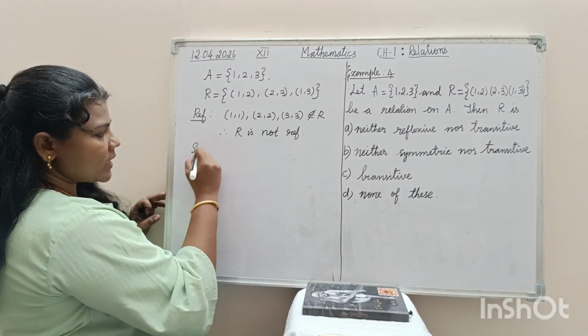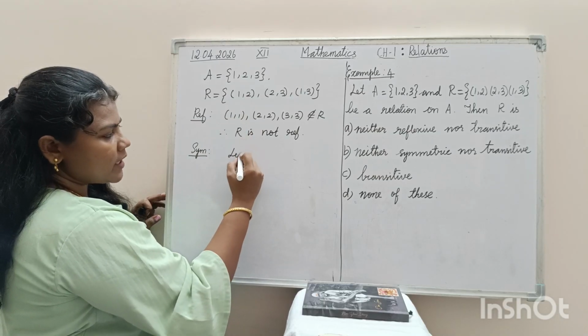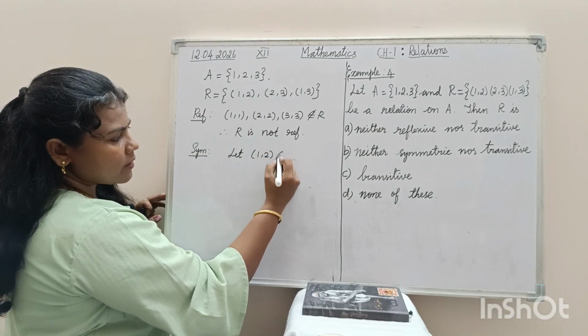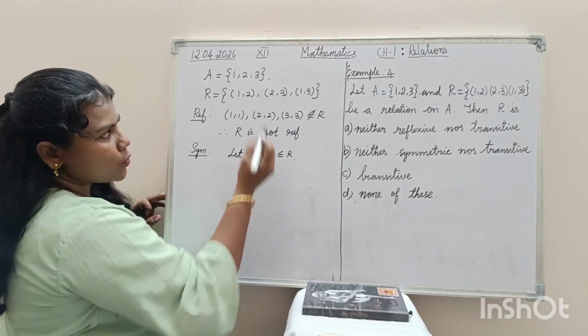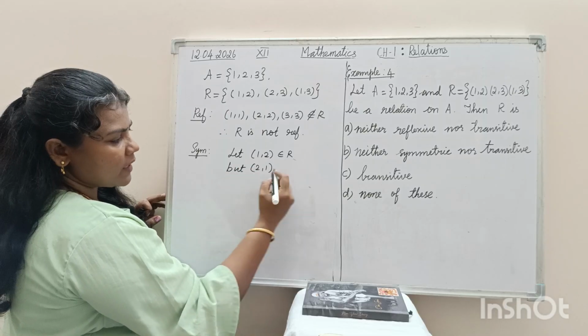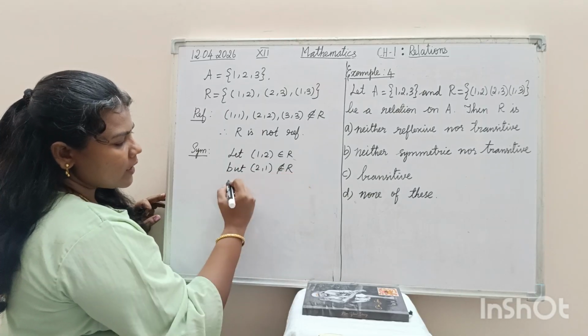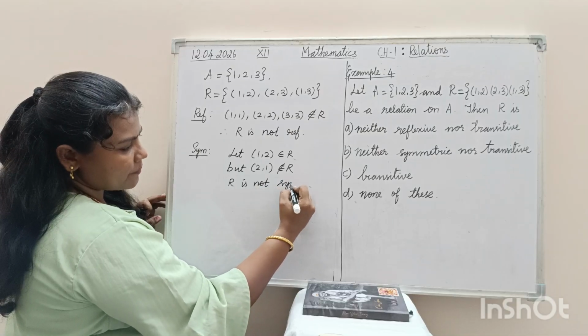Now we move on to symmetric. Here we choose any one ordered pair from the relation set first. We just reverse it: (2, 1). We check whether (2, 1) belongs to the relation set. No, (2, 1) does not belong to R. Therefore, we say R is not symmetric.